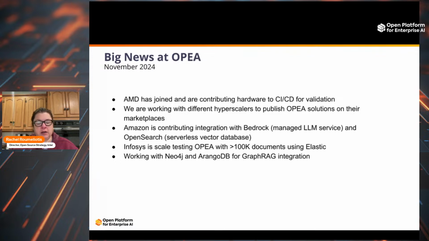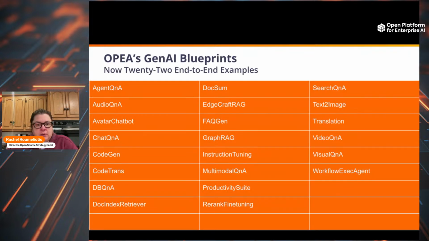Neo4j using their GraphRag tool set. And ArangoDB is working on GraphRag stuff as well as Intel. So lots of GraphRag stuff happening, which I learned a lot about over the last couple of weeks and is really fascinating. So we'll definitely be talking more about that. And that's something that is a big addition to the GenAI blueprints that we have here. So we started out with, I don't know, a few, but now we have 22 end-to-end examples.